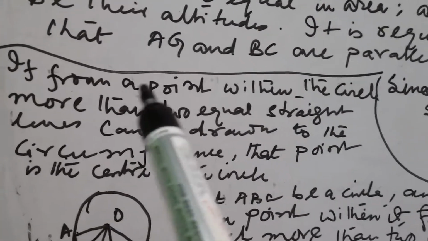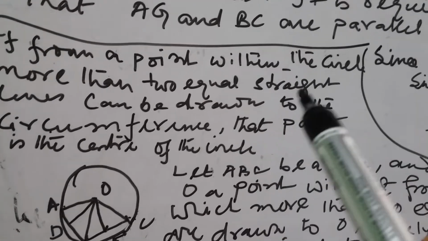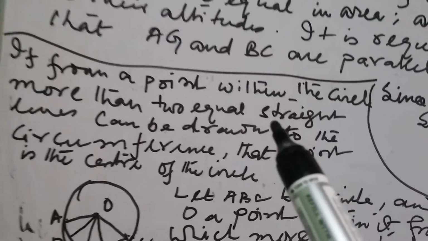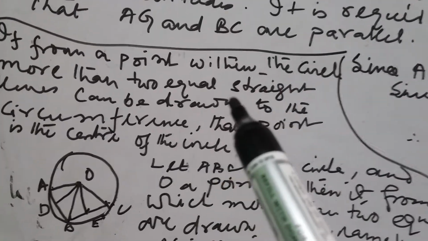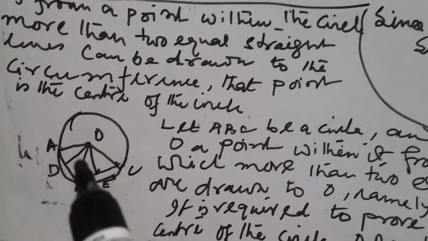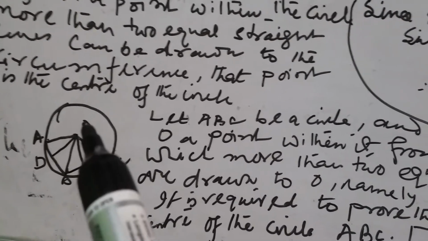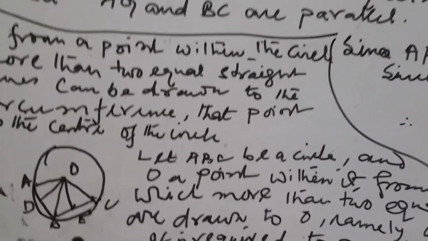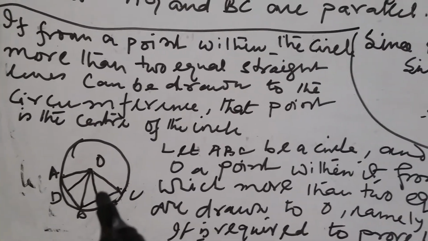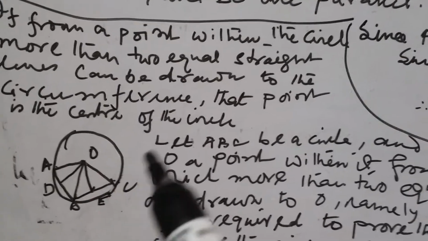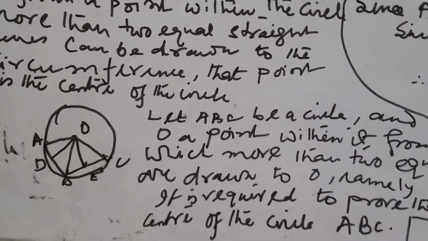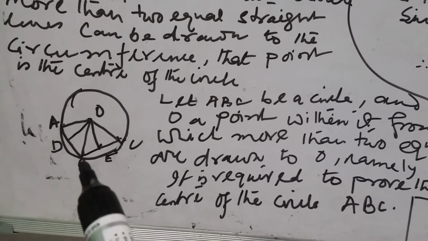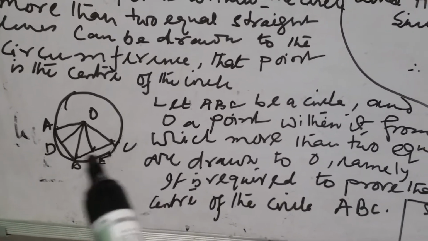Now my third proof: if from a point within the circle, any point within the circle, more than two equal straight lines can be drawn to the circumference, then that point is the center. Suppose O is a point, OA drawn, OB drawn, OC drawn, more than two. It's a nice proof. Join AB and join BC.